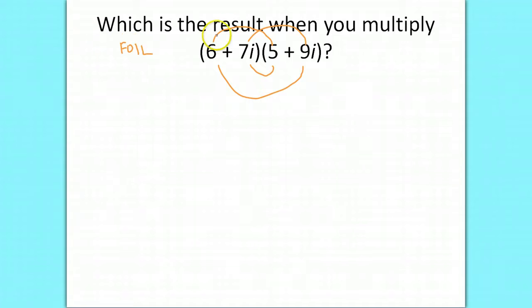So we're going to go ahead and multiply 6 times 5, and that's going to give us 30. And then 7i times 9i. With the i's, when you do i times i, you get i squared. i squared is always -1. So you're going to get 63, and I'll write that out.